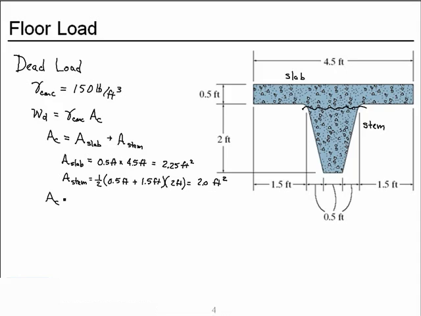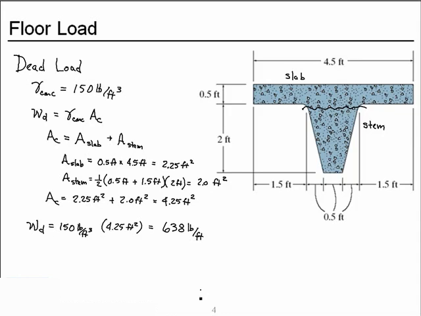So my total cross-sectional area of the concrete beam and floor is 2¼ square feet plus 2 square feet, 4¼ square feet, which means that my resultant line load is 150 pounds per cubic foot times 4¼ square feet, 638 pounds per linear foot.